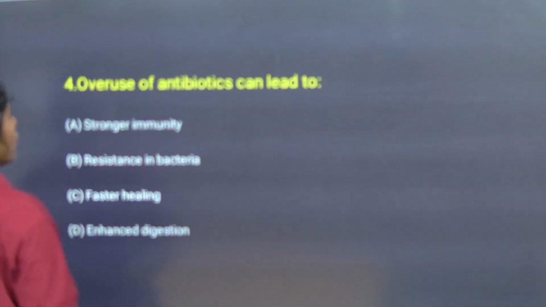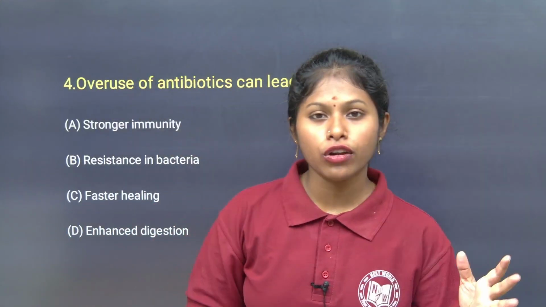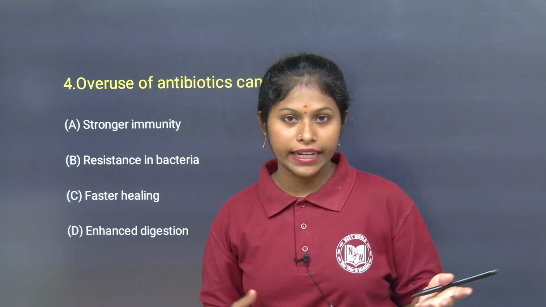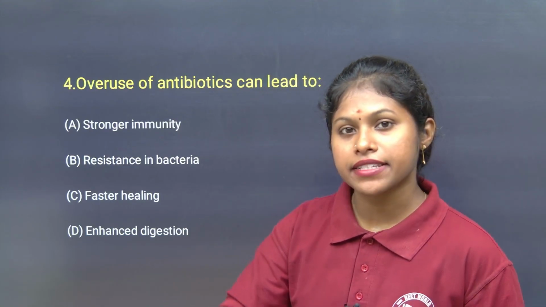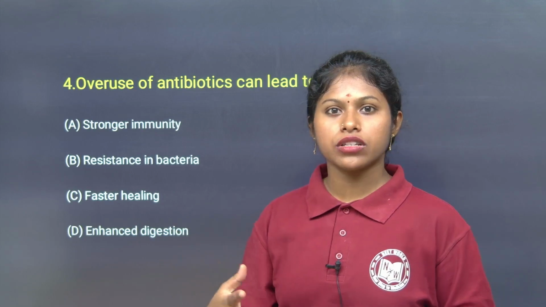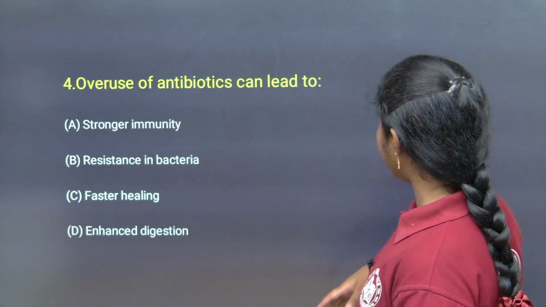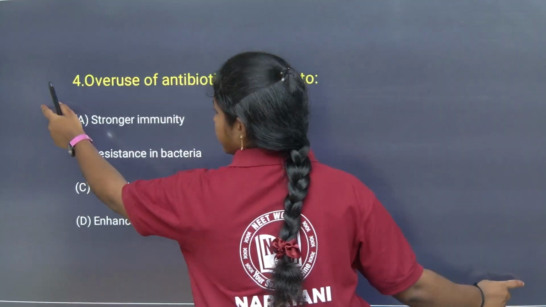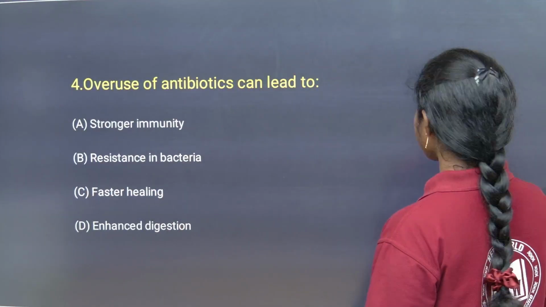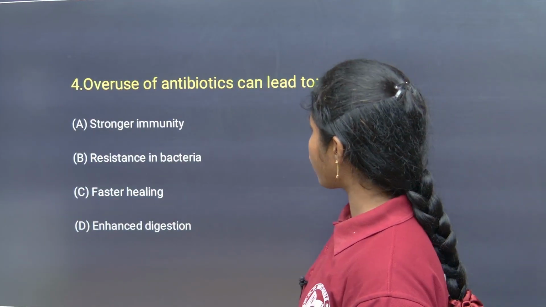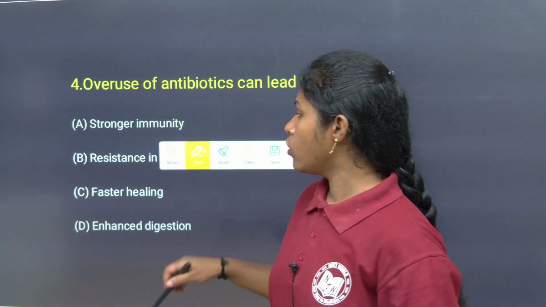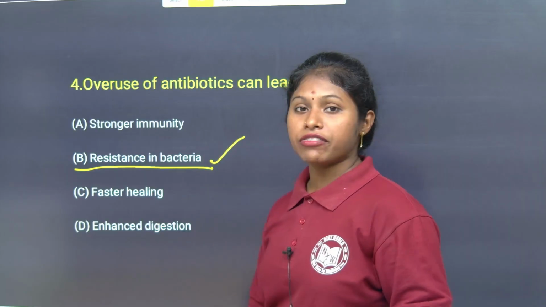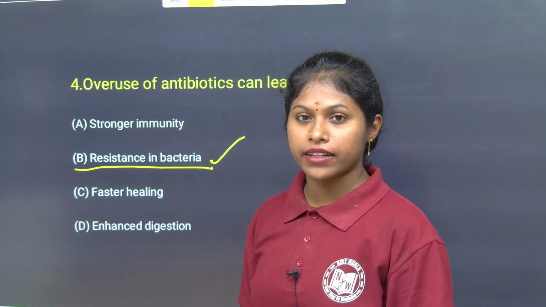Here see, overuse of antibiotics can lead to, we all know that if you are using antibiotics for every bacterial infection, the bacteria get resistance, then we have to increase the dosage, right? Resistance in bacteria, of course, overuse of antibiotics can lead to resistance in bacteria. Then we have to increase the dose to suppress that bacteria, right?